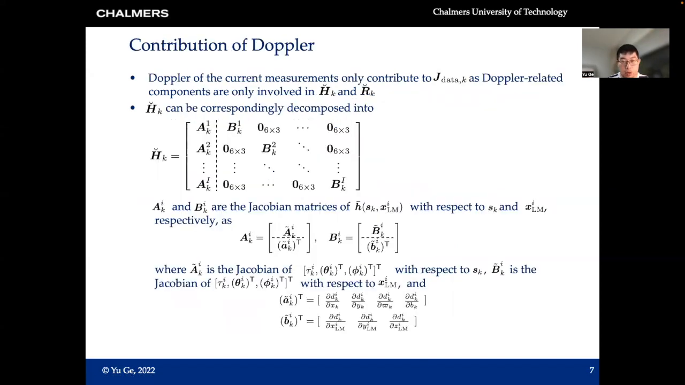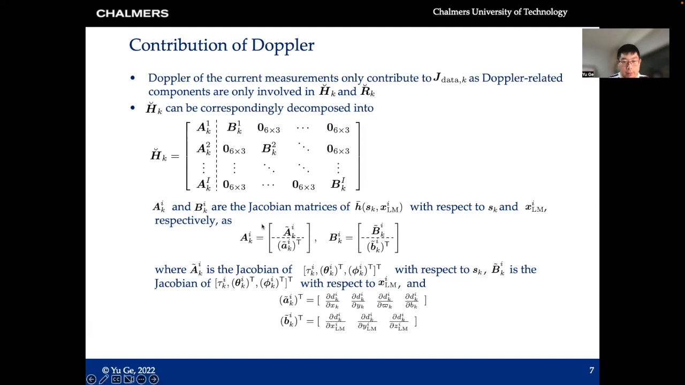Then let's look at the contribution of the Doppler. From the equation in the last slides, we know that Doppler of the current measurement only contributes to the PIM part, as Doppler-related components only involve the Jacobian H and the covariance R. By definition, we can decompose H check into this matrix where A and B are the Jacobians of the measurement function evaluated at the true sensor states and the landmark states respectively.